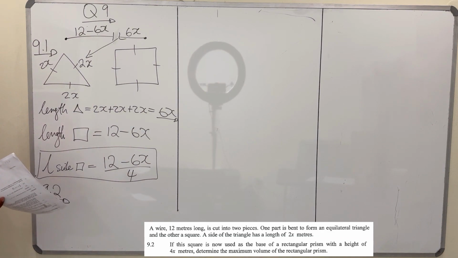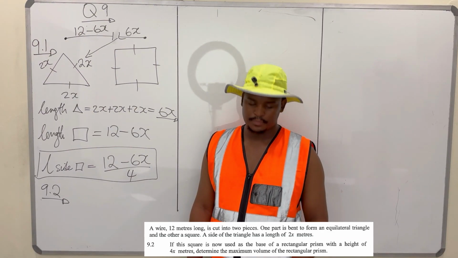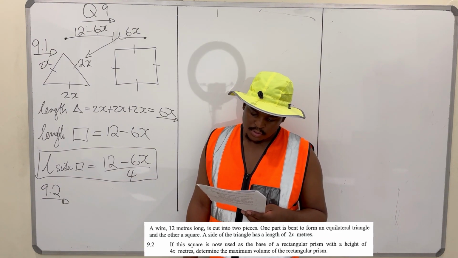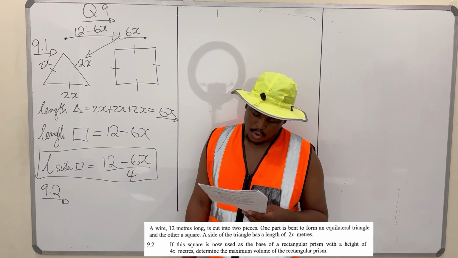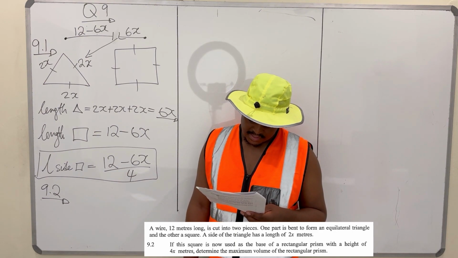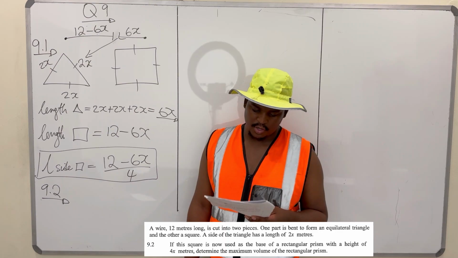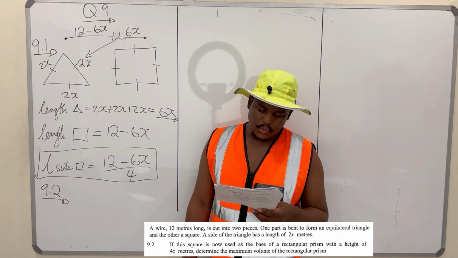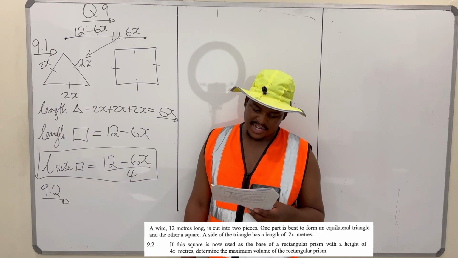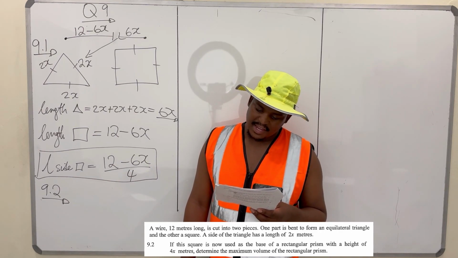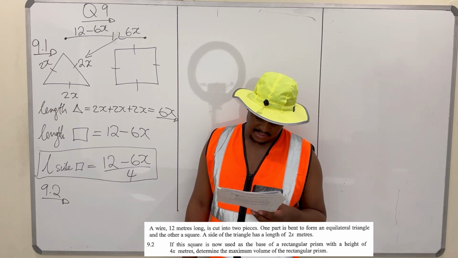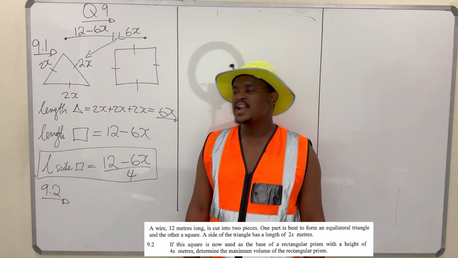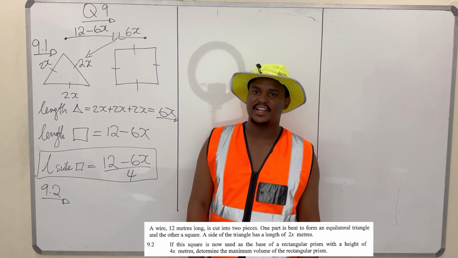What are they saying? Okay, now we're going to do 9.2. They're saying, if this square is now used as the base of a rectangular prism with a height of 4x meters, determine the maximum volume of the rectangular prism. Let's read this again. So now they're saying this square is used as a base of a rectangular prism.